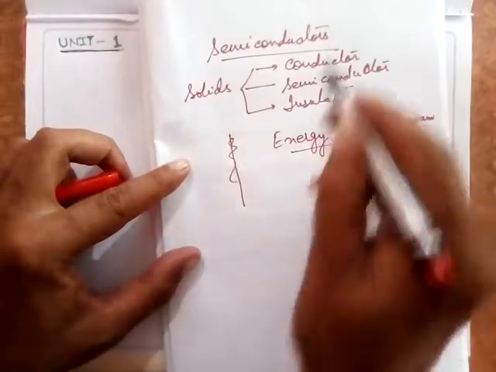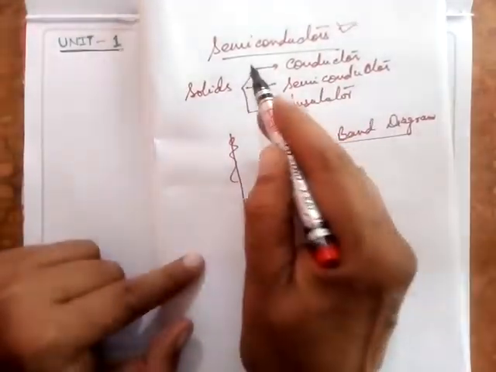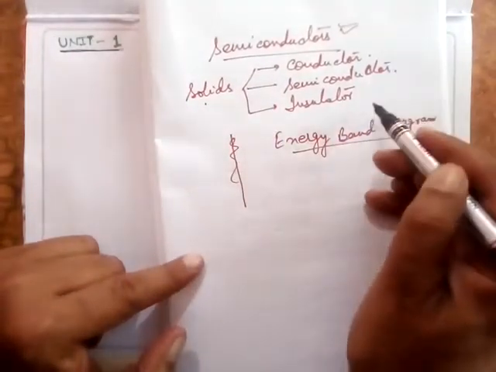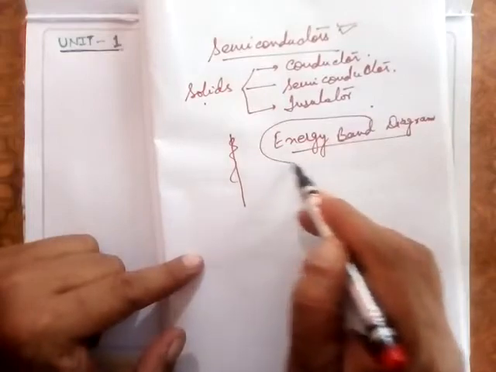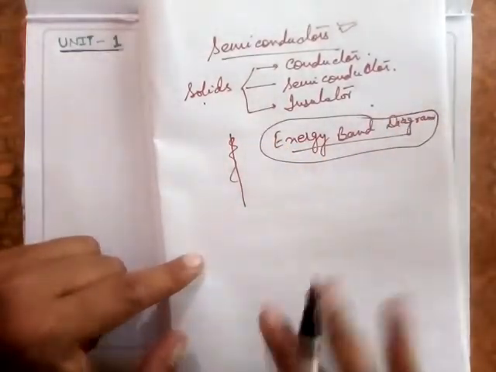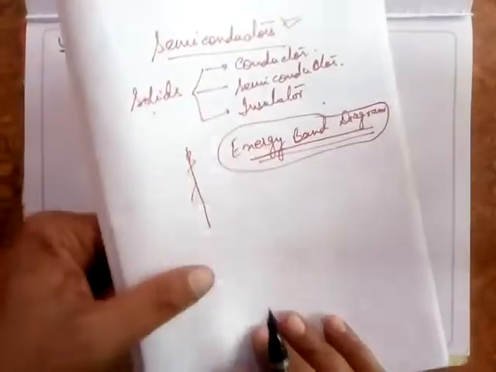So before exactly coming to these semiconductors, first, how are the solids divided into conductor, semiconductor and insulator on the basis of this energy band diagram? And what is this energy band diagram? I'll start with this first. So I'll start with the topic that is called the energy band diagram. What do you mean by the energy band diagram?